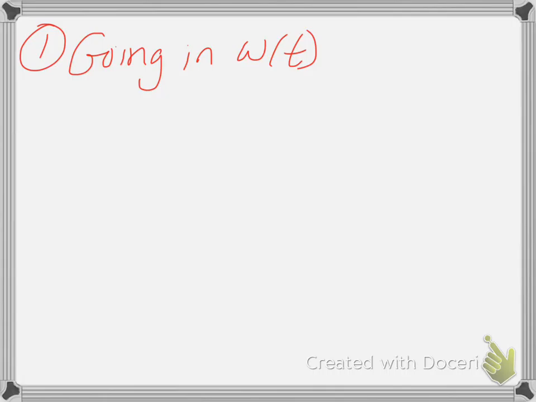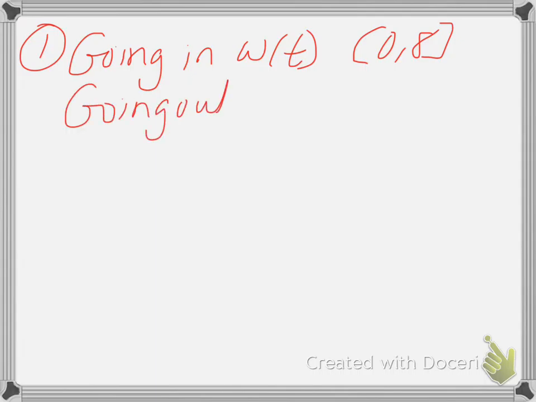Okay, this is the free response number 1 from 2016. So it's saying that water is going into a tank, so going in is W of T. And it's only talking about from 0 to 8. And then water is coming out, so going out is R of T. Okay, and when T equals 0, there are 50,000 liters of water in the tank.